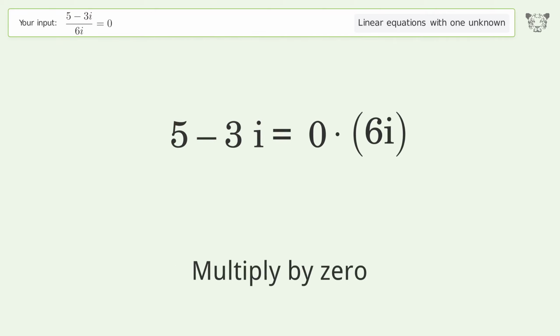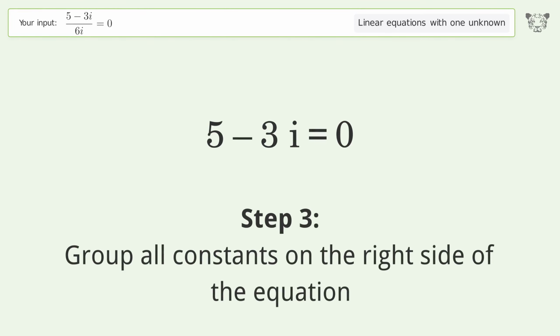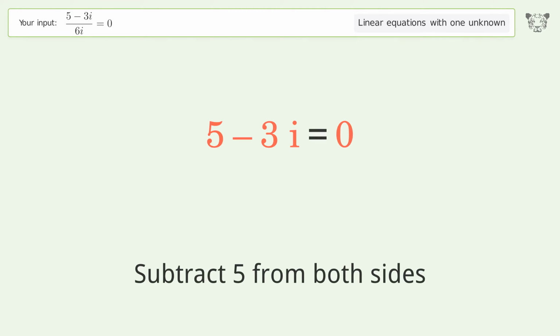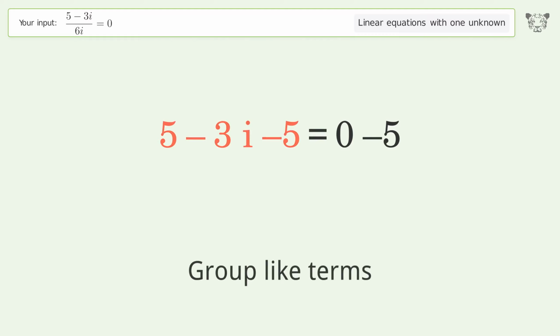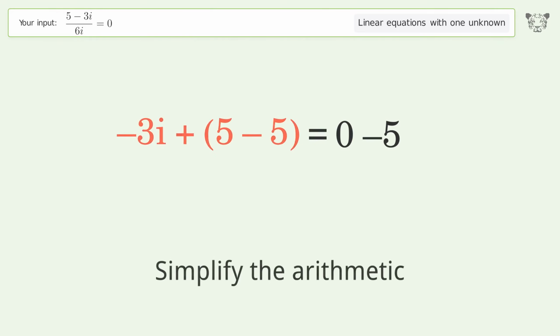Multiply by 0. Group all constants on the right side of the equation. Subtract 5 from both sides. Group like terms. Simplify the arithmetic.